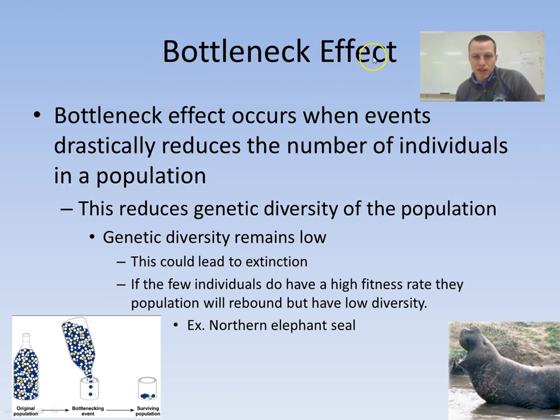One example of genetic drift is the bottleneck effect. So the bottleneck effect occurs when events drastically reduce the number of individuals within a population. Okay, so this is why they call it the bottleneck effect. So let's say this is the population within this bottle, and this population has a wide variety of phenotypes. And what happens is this drastic event kills off a lot of them. And what happens is we are just left with a very few samples of what this original population once was.